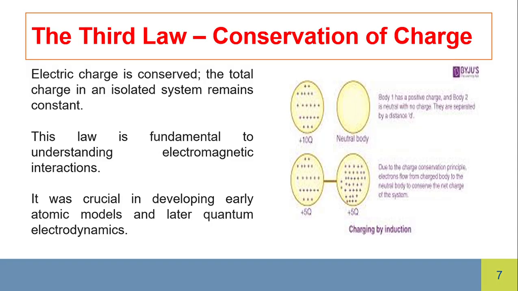So, conservation of charge. It states that every charge should be conserved, and we can see in the example given, if there is a neutral body and a charged body nearby, the neutral body will absorb some charge, and due to this both bodies will have an average charge, which conserves charge.